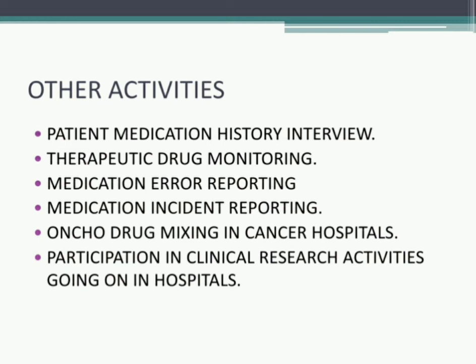Next is medication error reporting. Any errors that happen in the medication administration, dose or frequency, or any other mistakes, should be reported simultaneously. Medication incident reporting: if any such incidents have happened, that also should be reported regularly. Then in the case of onco hospitals, there are some onco clinical pharmacists who mainly do the drug mixing for chemotherapy purposes. Next is participation in the clinical research activities going on in the hospitals, and carrying out quality improvement projects in the case of NABH accredited hospitals.